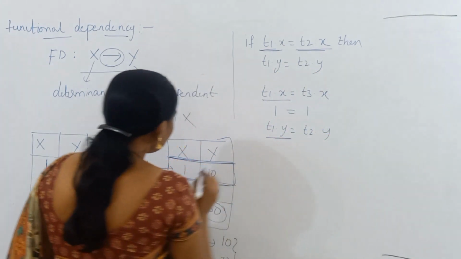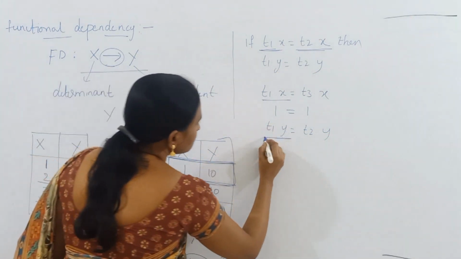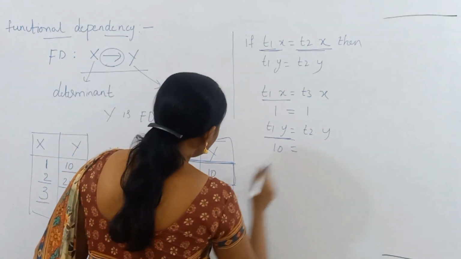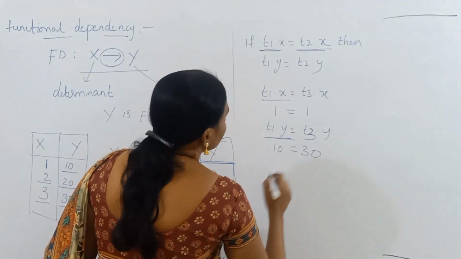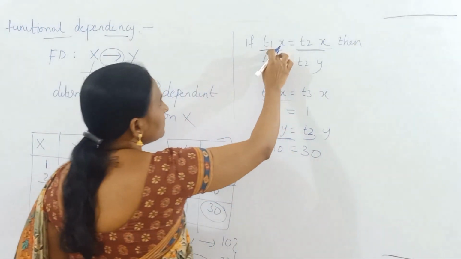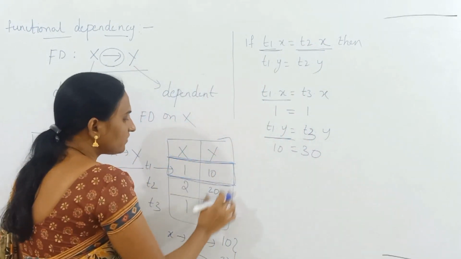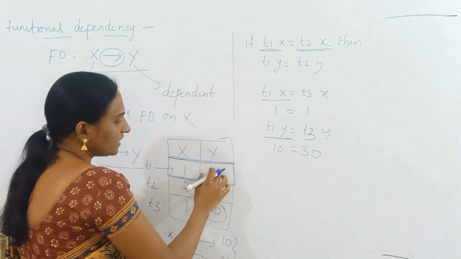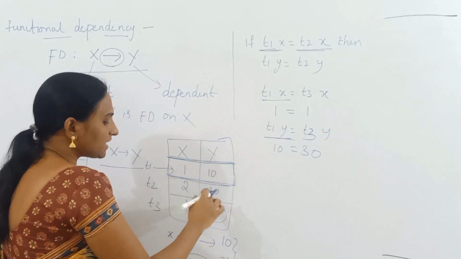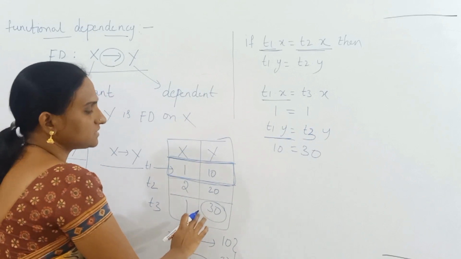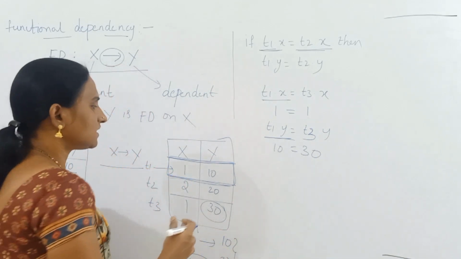So what is t1 dot y? This is t1 dot x. This is t1 dot y. So what is t1 dot y? 10. What is t3 dot y? 30. According to that rule, if x values are same, then y values must be same. In this example, the y values are different. One is 10, one is 30. Not same. So in such a case, the functional dependency does not exist.